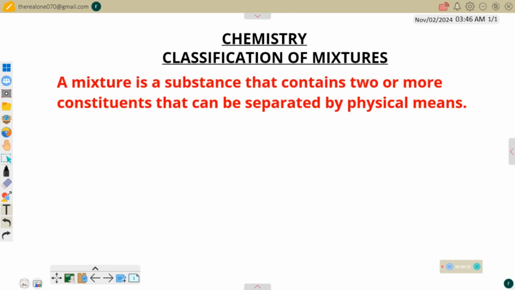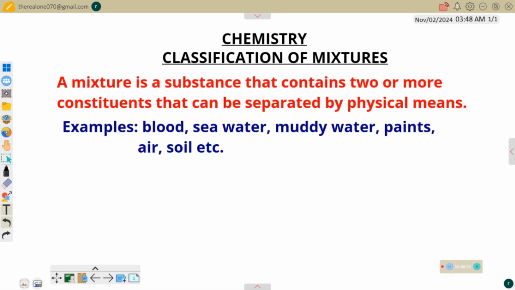Let's consider classification of mixture. First, a mixture is an impure substance which contains two or more constituents that can be easily separated by physical means. Examples of mixtures are the following: blood, seawater, muddy water, paints, air, soil, etc.